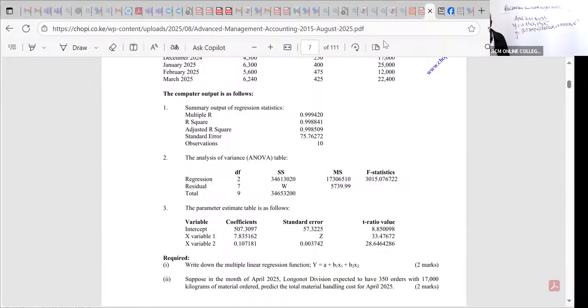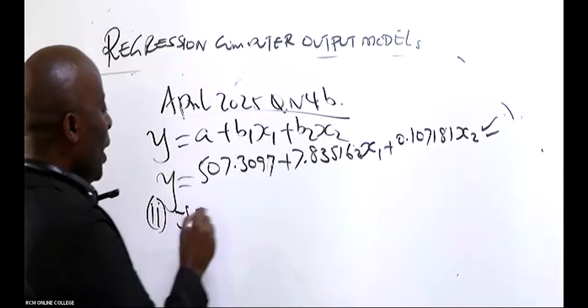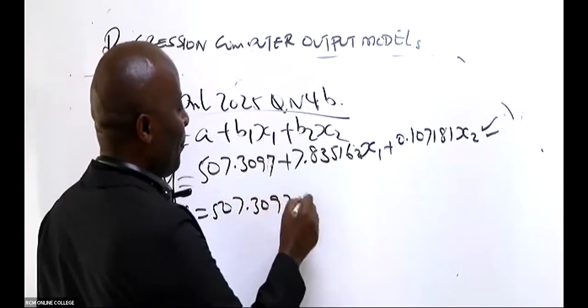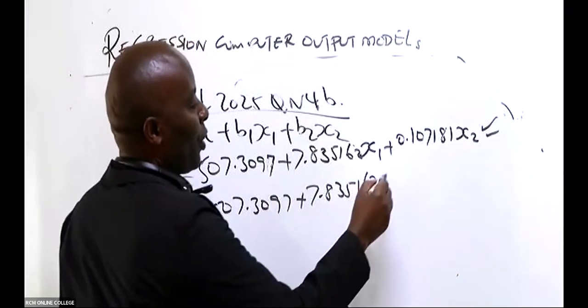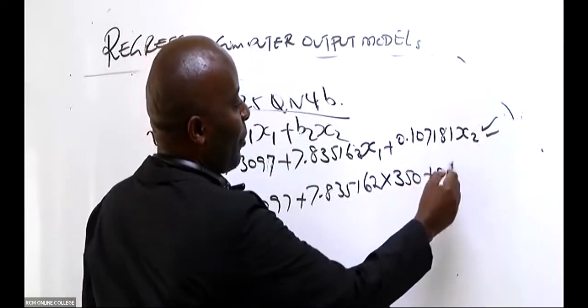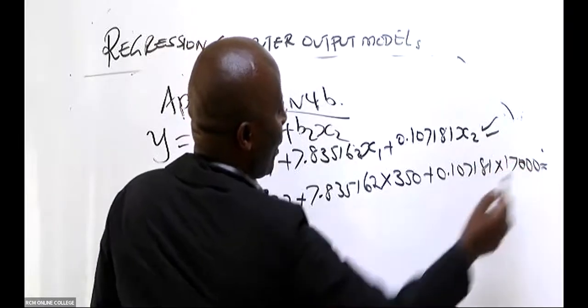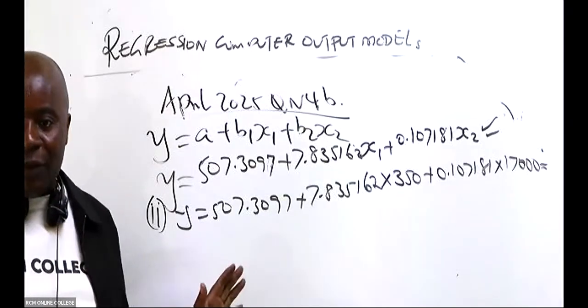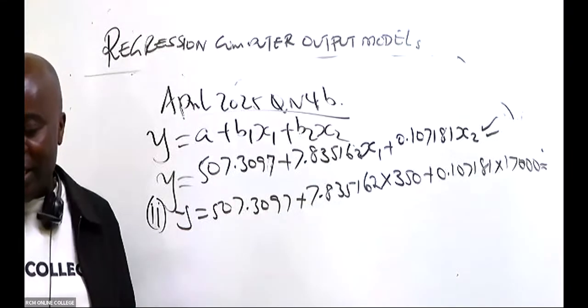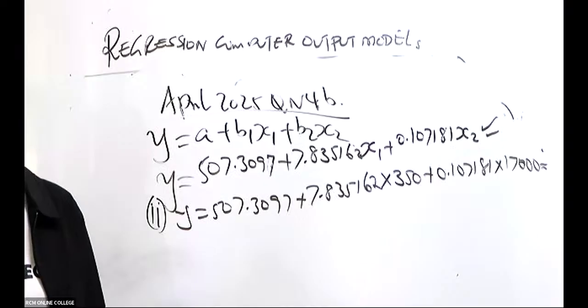Very easy. Already I have a predicting model. So for number 2, our Y will be 507.3097 plus 7.83516 times X1, which is 350, plus 0.107181 times X2, which is 17,000. You have your mark, 1 mark or 2 marks. Quite an ugly figure. Please give it to me if you can.